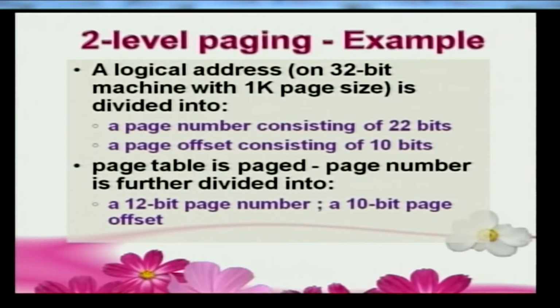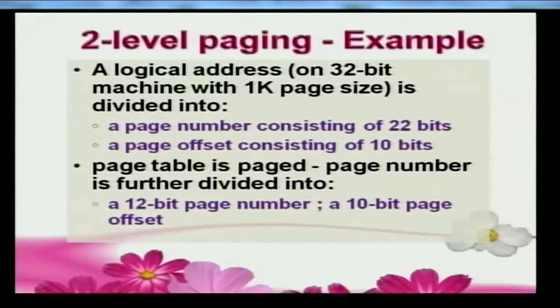In a 2-level paging scheme, assuming we are working on a 32-bit machine with 1K page size, the logical address is divided into a page number consisting of 22 bits and a page offset consisting of 10 bits. Remember, the logical address is a combination of page number and page offset. Because this is a 32-bit machine with 1K page size, 10 bits are allocated to offset and the remaining higher order 22 bits are allocated to page number.